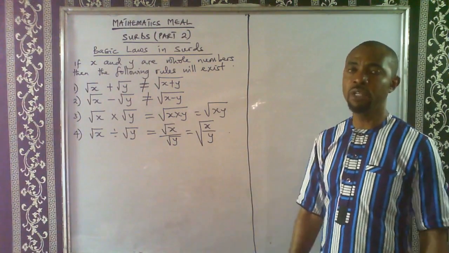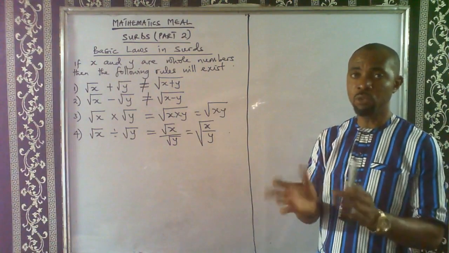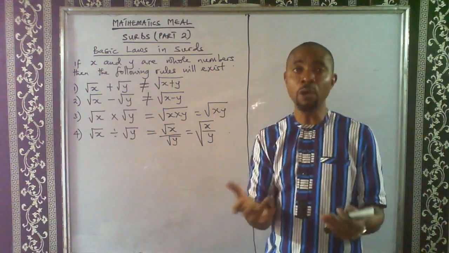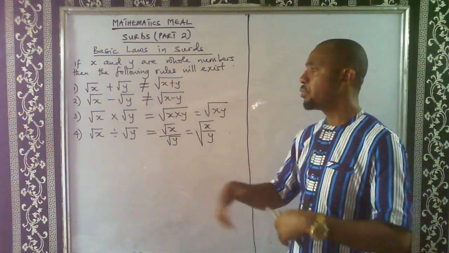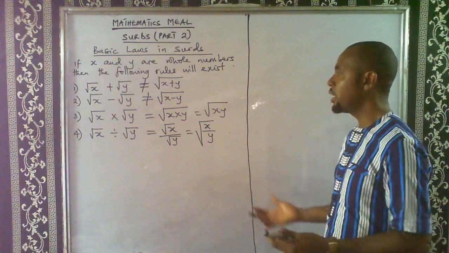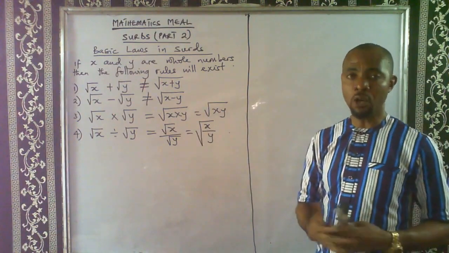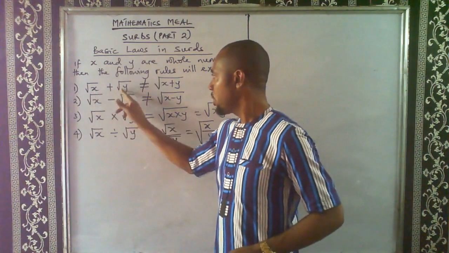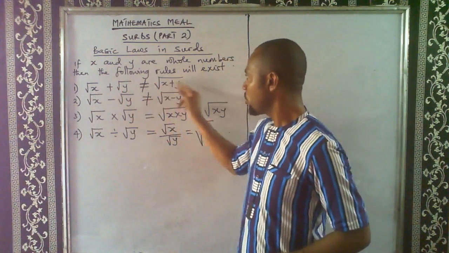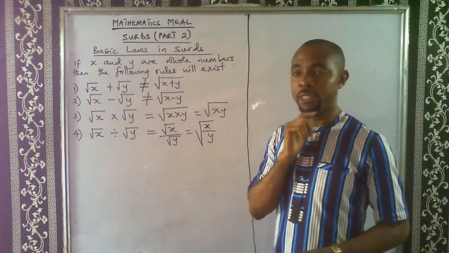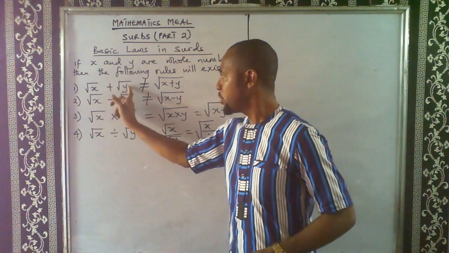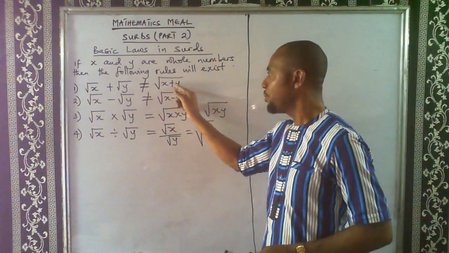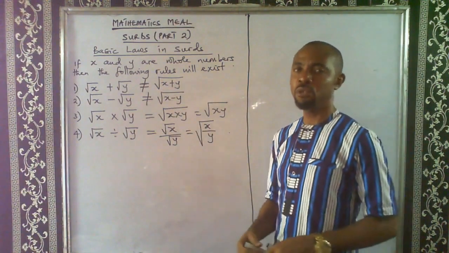And we are going to prove them using real numbers, so that we will not use a complex way of proving it. To prove it, we'll just use real numbers, so that you can actually see that these rules are correct. Square root of x plus square root of y is not the same thing as square root of x plus y. In other words, finding the square roots before adding the numbers is not the same thing as adding the numbers before finding the square root.